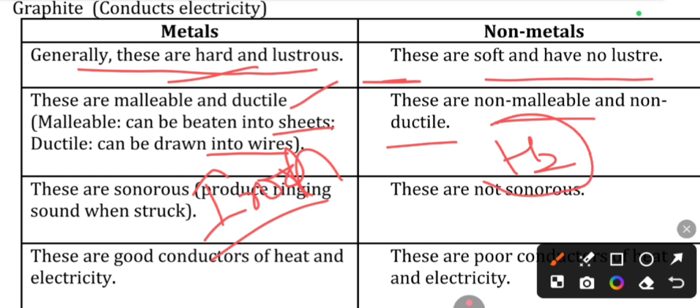You know, does hydrogen have lustrous property? No, it is non-lustrous, it will not shine. It is non-malleable. Can you beat hydrogen gas into a sheet? No. Can you draw hydrogen gas into a wire? No. So it does not have the ductility property also.